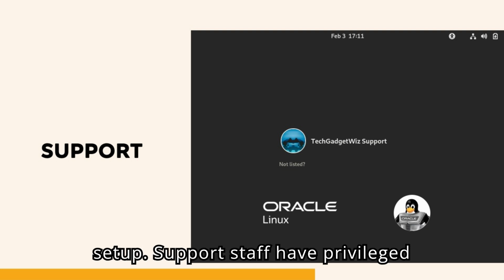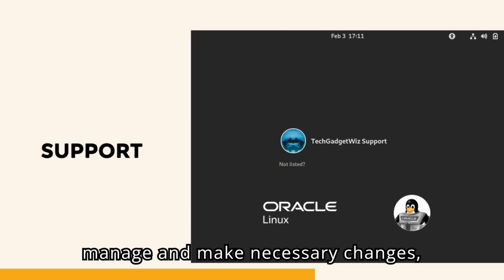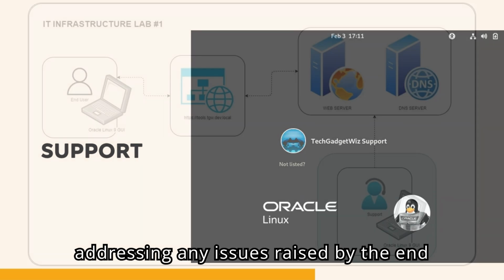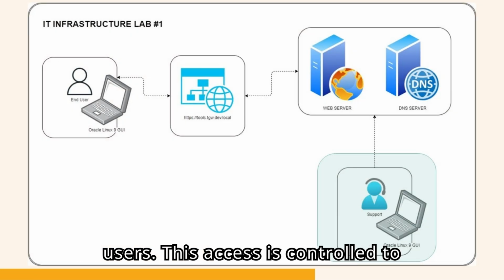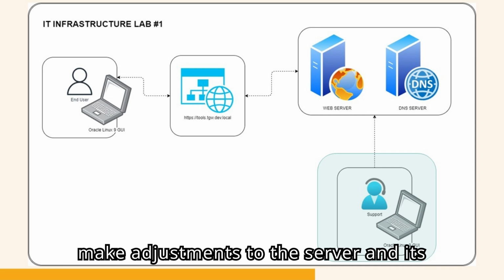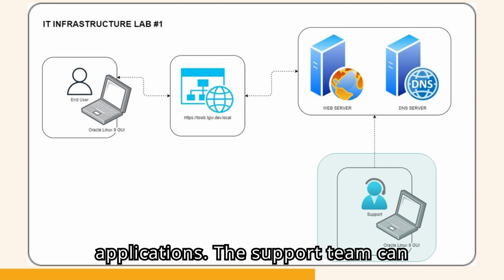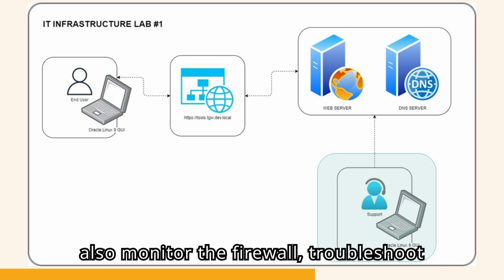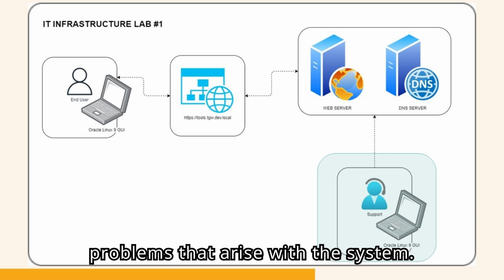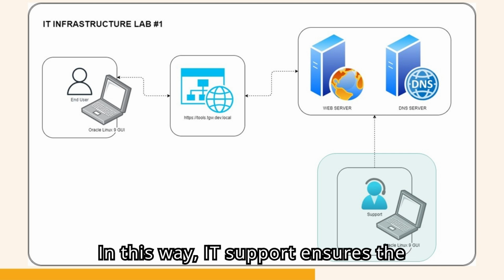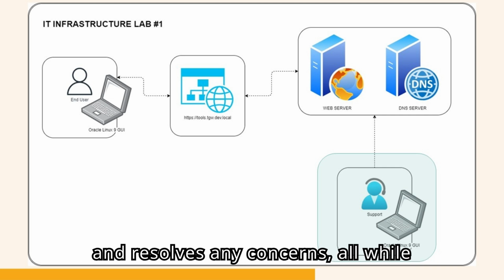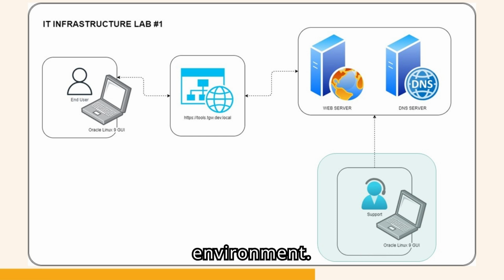Support staff have privileged access to the server, allowing them to manage and make necessary changes, whether it's updating the web tool or addressing any issues raised by the end users. This access is controlled to ensure that only authorized personnel can make adjustments to the server and its applications. The support team can also monitor the firewall, troubleshoot connectivity issues, and respond to any problems that arise with the system. In this way, IT support ensures the proper functioning of the infrastructure and resolves any concerns, all while maintaining the security of the environment.